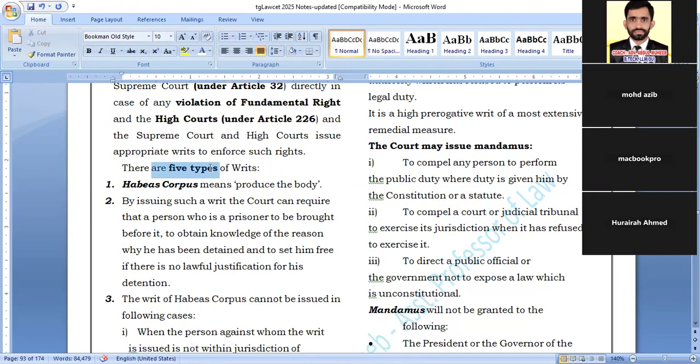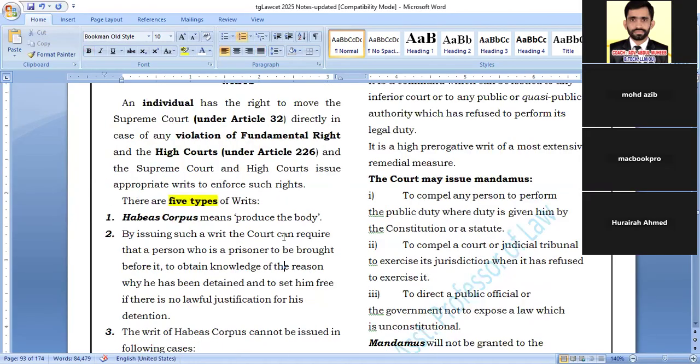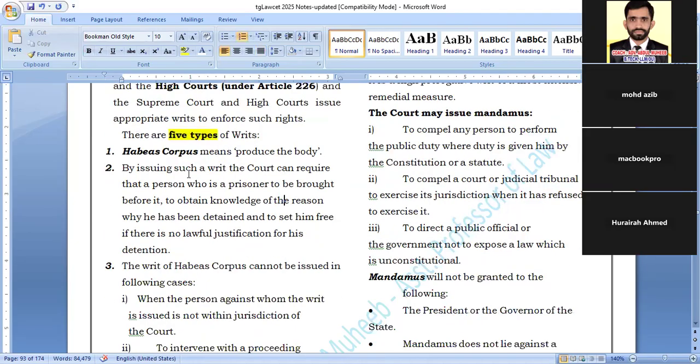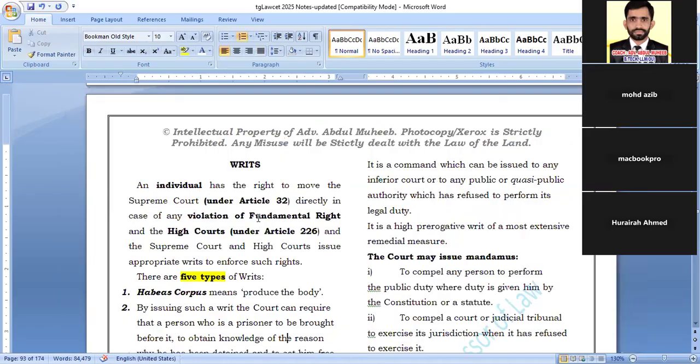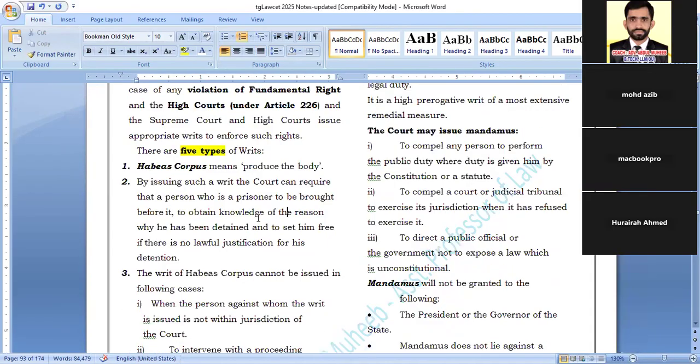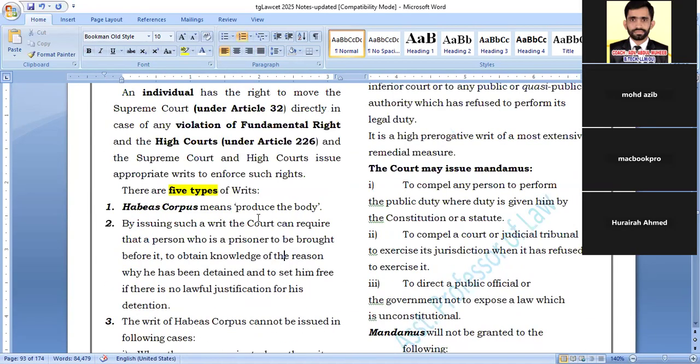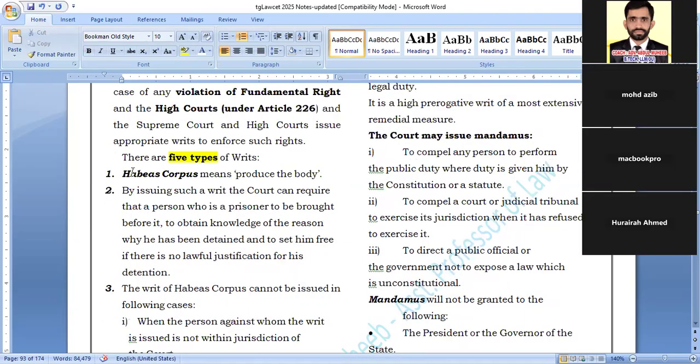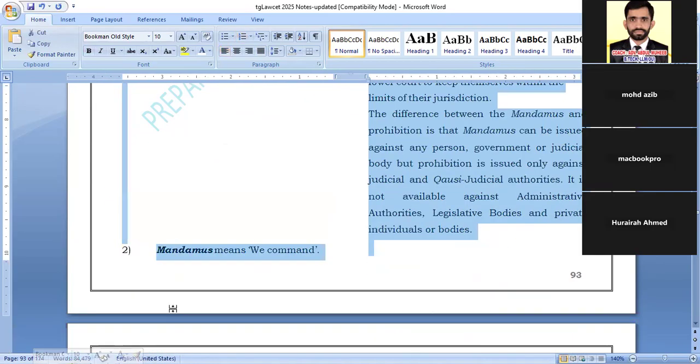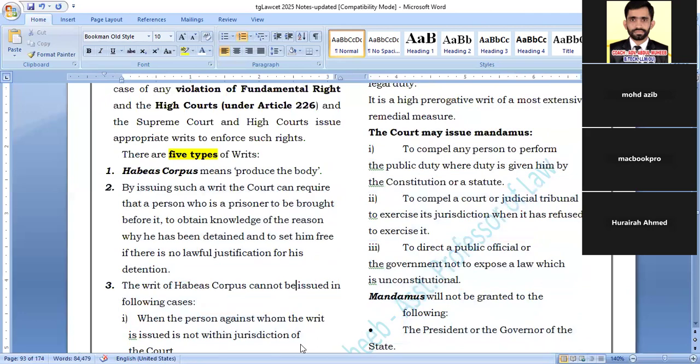So next point. How many types of writs are there? Five writs. What is the first one? Habeas corpus. What is the first writ known as? Habeas corpus means produce the body.